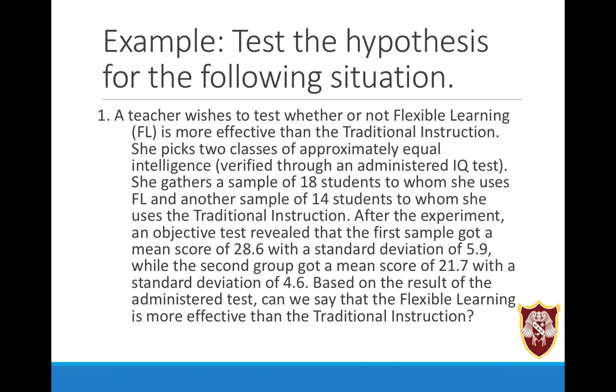After the experiment, an objective test revealed that the first sample got a mean score, or average score, of 28.6 with a standard deviation of 5.9, while the second group got a mean score of 21.7 with a standard deviation of 4.6. Based on the result of the administered test, can we say that the flexible learning is more effective than the traditional instruction? So we verify that by conducting a hypothesis test.